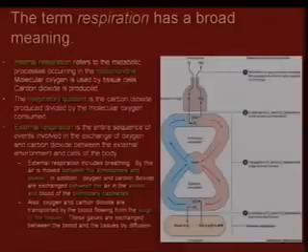Internal, we're dealing with the cells and the mitochondria. When we talked about at the beginning, a couple chapters.